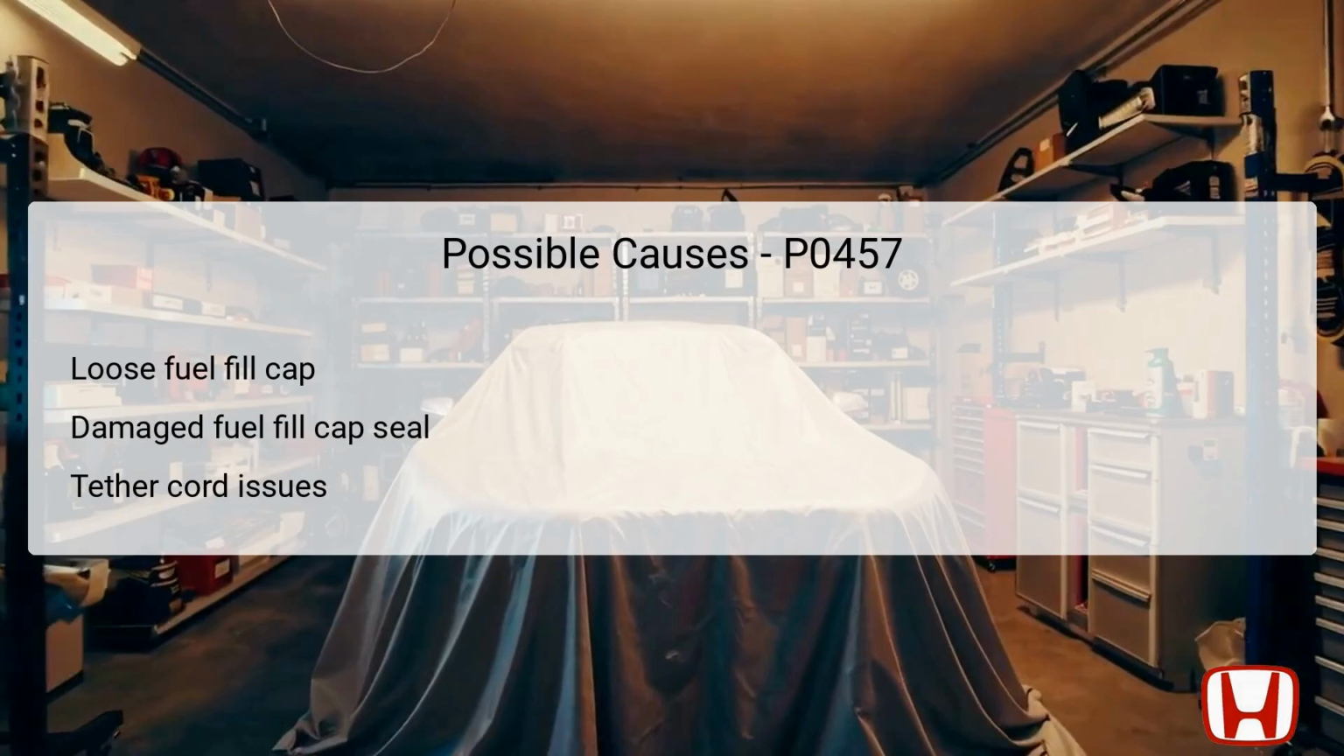Second, a damaged or missing fuel fill cap seal may also lead to failure in maintaining system pressure, ultimately resulting in vapor escape. Additionally, the tether cord, which keeps the fuel fill cap attached when it is open, plays an important role in preventing damage to the cap and seal. If this cord becomes trapped or caught beneath the cap, it can cause sealing issues. Each of these factors must be carefully considered to address the error effectively.